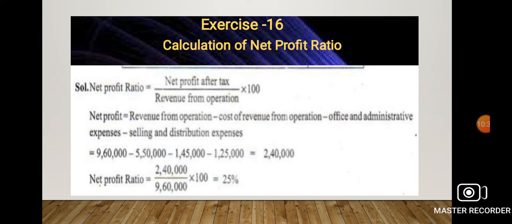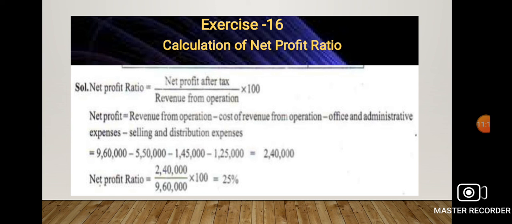net profit after tax equals revenue from operations minus cost of revenue from operations minus operating expenses minus non-operating expenses plus non-operating income, minus tax. So net profit ratio is an indicator of the overall profitability of the business. A higher net profit ratio indicates high profitability. So in this problem, find out the net profit value.